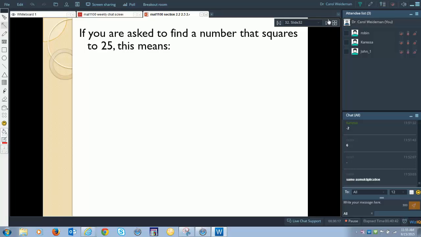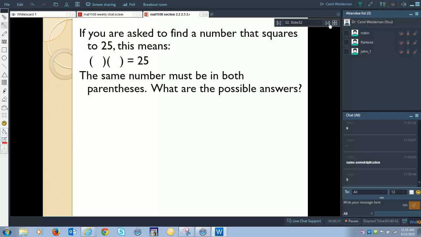You're asked to find a number that squares to 25, which means some number times itself is 25. So what could be the possible answers here? We want to have the same number in parentheses. We could have a 5. Is there any other number times itself that gives me 25? We could have 5 or negative 5, right? Because negative 5 times negative 5 would also give me 25.